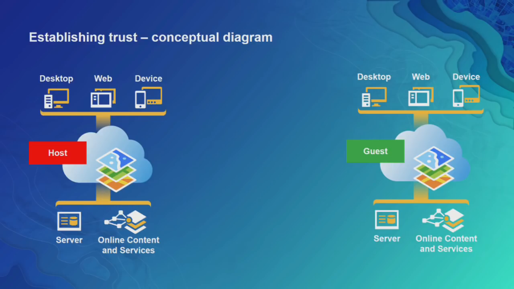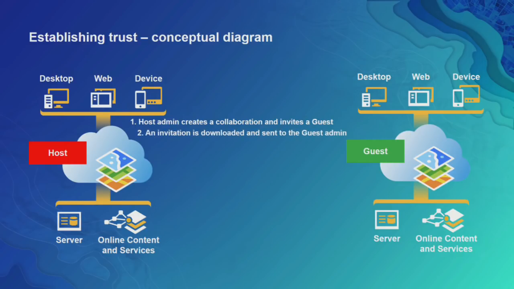So here's a nice little diagram of what that may look like. Let's say, for example, on the left-hand side is your host. Let's say that's ArcGIS Online. Maybe within your environment you have ArcGIS Enterprise installed, and that's going to act as a guest. So the first step is the host administrator creates a collaboration and invites a guest. The invitation is downloaded and is sent to the guest admin. All right, so there's a file.